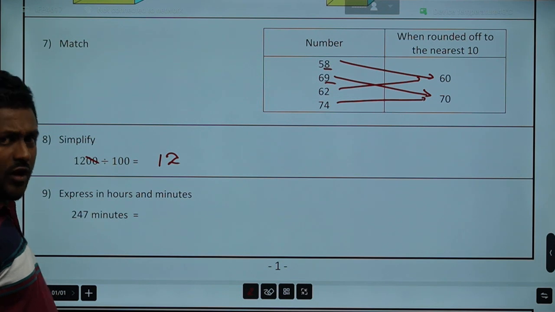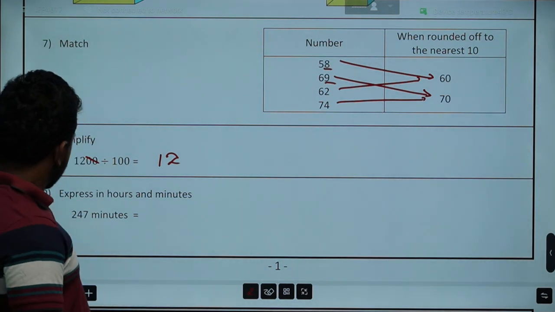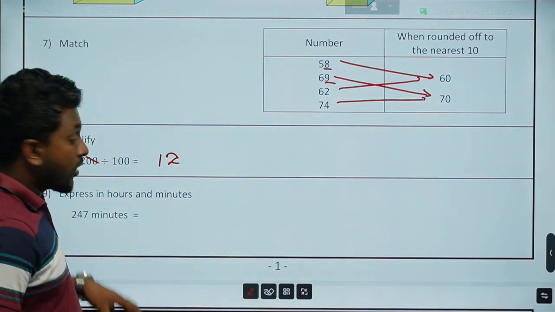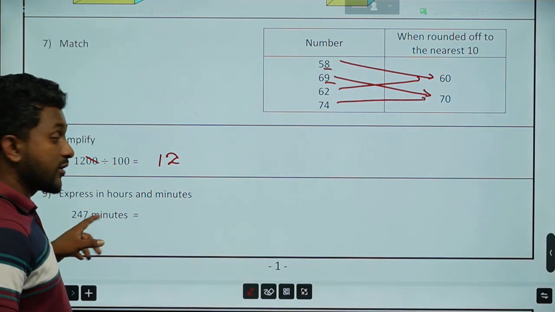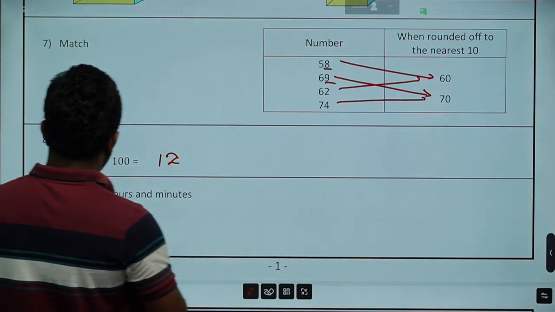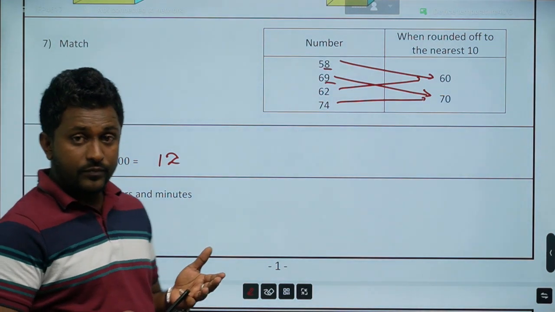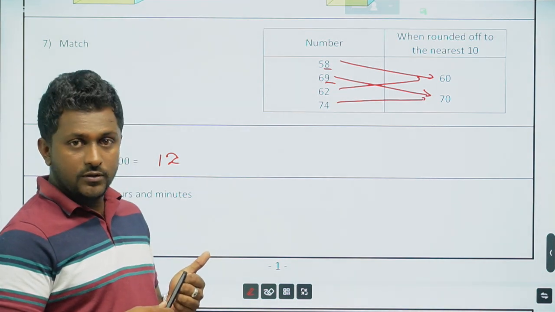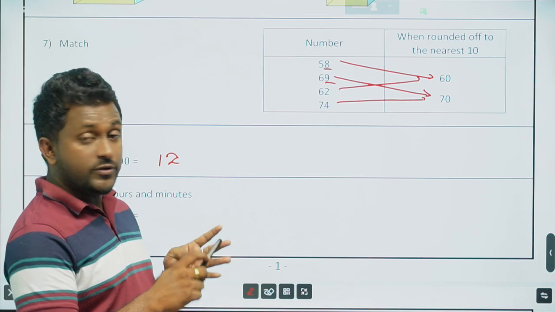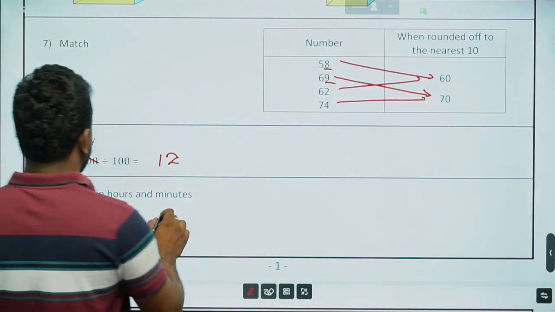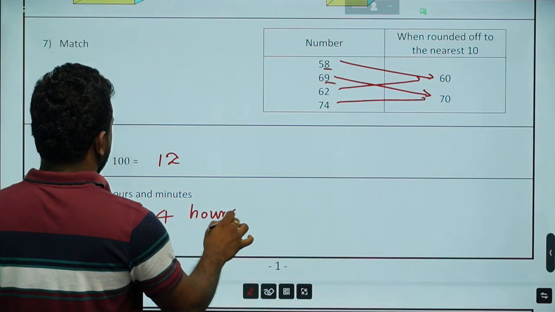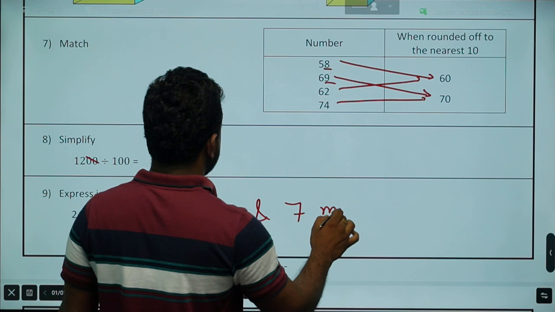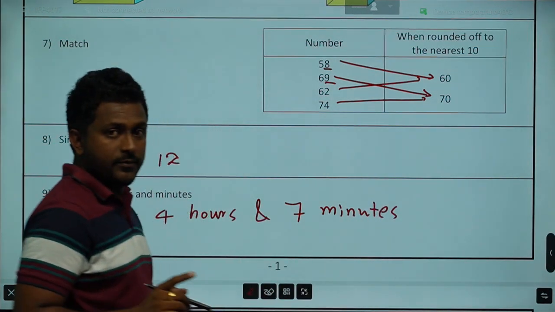Express in hours and minutes. How to write it? Hours and minutes. How many minutes are there in 1 hour? Yes, there are 60. So we have to check whether how many 60s are there in 247. How many 60s? 60, 120, 180 and 240. That means there are 1, 2, 3, 4. 4 hours, right? 4 hours and another remaining 7 minutes. Yes, 7 minutes, right? Got it? Okay.